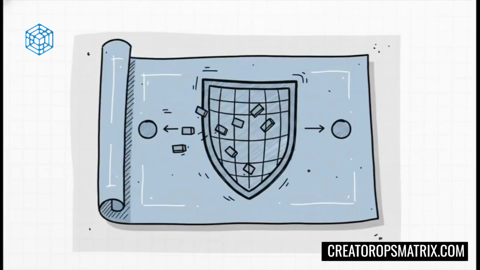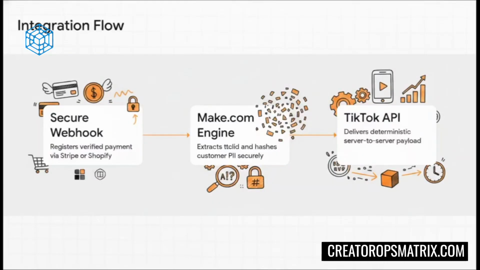Let's map out the visual architecture of this integration flow using Make.com. Step 1, you deploy a secure webhook. When Stripe or Shopify registers actual, verified money hitting your bank account, that webhook fires. Step 2, the Make.com engine intercepts it. It extracts the critical identifiers and securely hashes the customer's PII. Step 3, Make.com constructs the payload and fires it directly into the TikTok Events API. The result? A perfectly deterministic server-to-server payload tracking true post-click revenue.